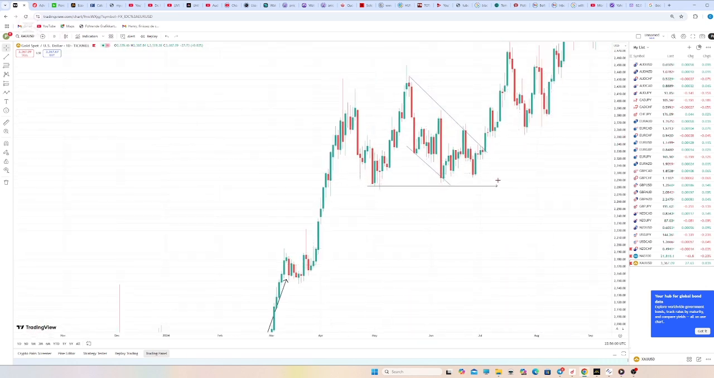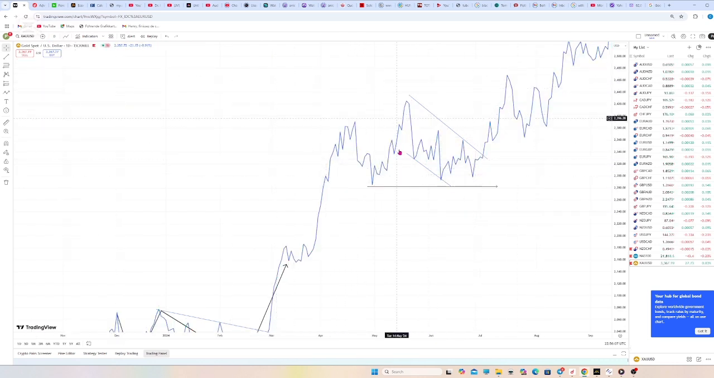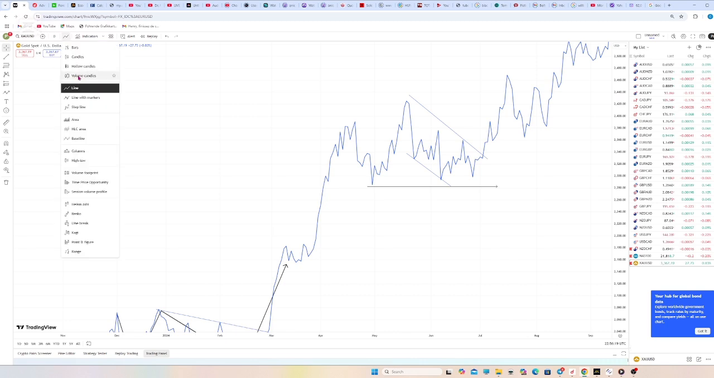Again, this is a clear W. To see that clearly, we switch to a line chart. But again, like I said, this is more of an advanced one. You need extra work and chart time to be able to identify this. But again, for the purpose of education, let's just proceed.